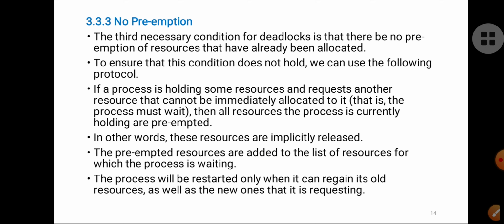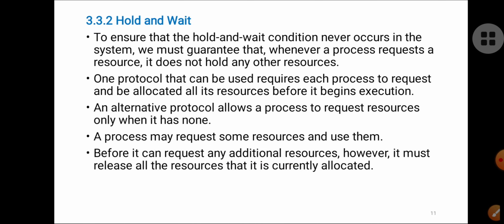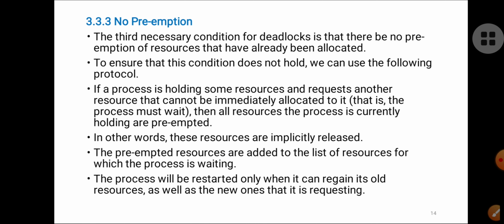Third one is no preemption. The third necessary condition for deadlocks is that there be no preemption of resources that have already been allocated. To ensure that this condition does not hold, we can use the following protocol.